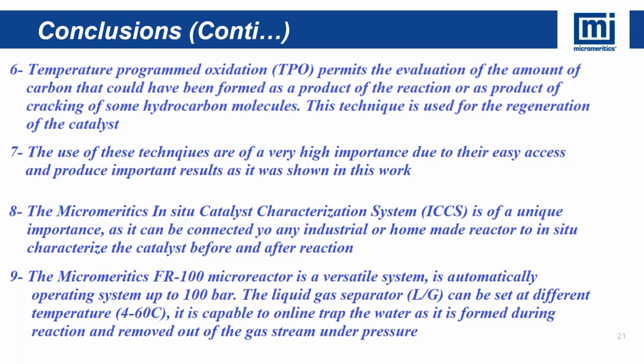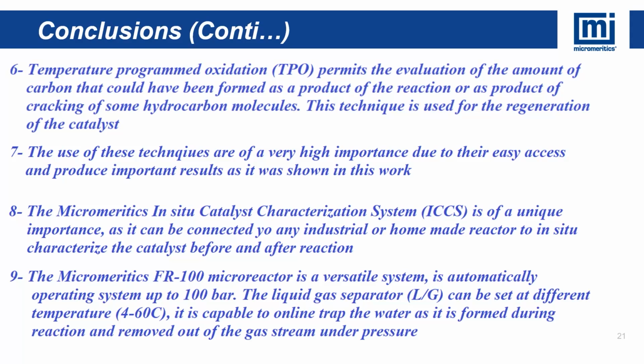The temperature program oxidation, TPO, permits the evaluation of the amount of carbon, as I said, if you have cracking or you have graphite, as in this case. So this technique is also used to regenerate the catalyst. Once we remove the carbon or the graphite from the catalyst, the catalyst can be regenerated, and we can make the reaction again. If we do TPR, TPO cycling, we can tell how many cycles we can characterize the catalyst.